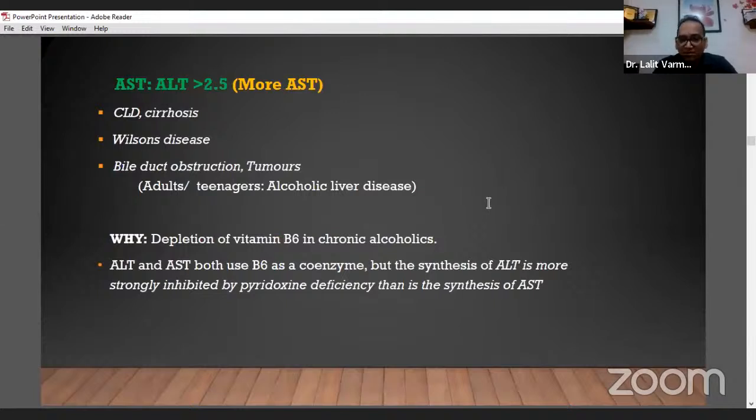And why does depletion of vitamin B6 in chronic alcoholics cause this? Because ALT and AST both use B6 as a coenzyme, but the synthesis of ALT is more strongly inhibited when there is a pyridoxine deficiency than is the synthesis of AST. So the reason the ALT is much lower in alcoholics is because of this pyridoxine deficiency.